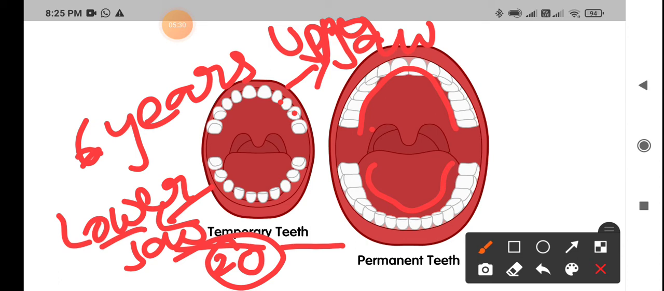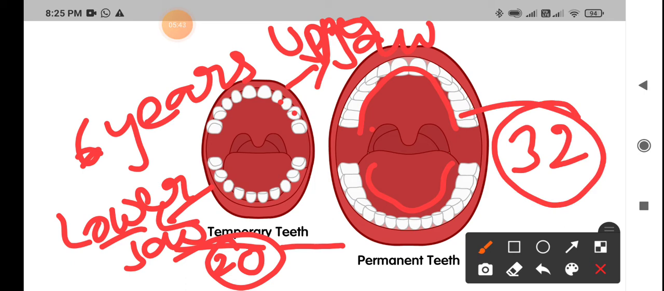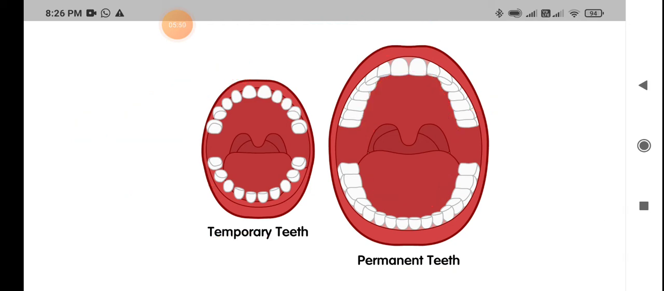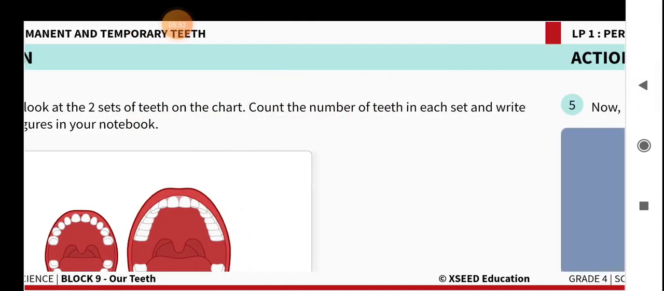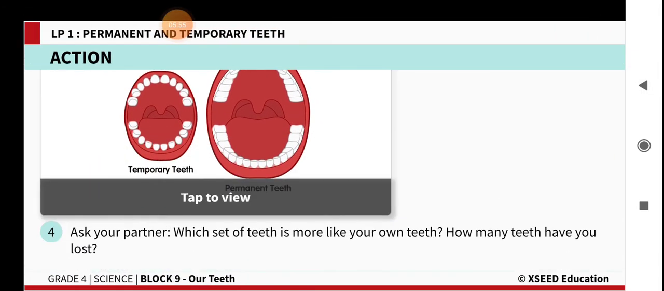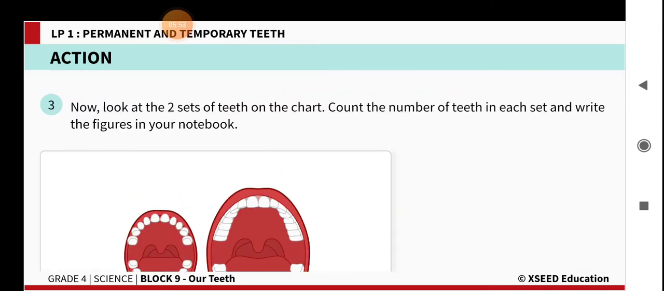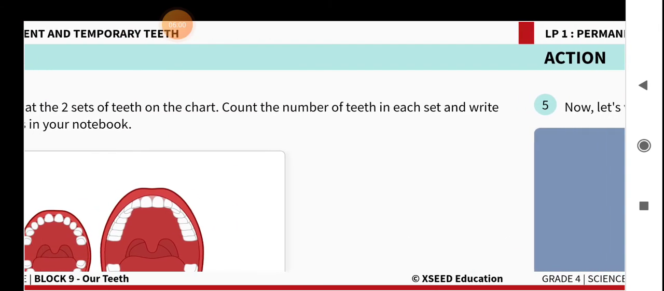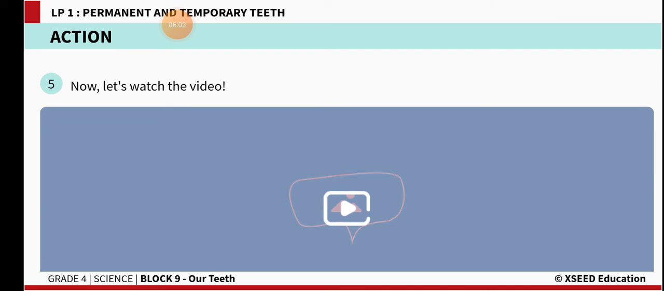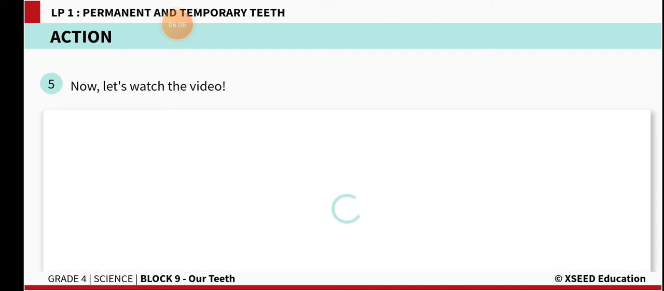And after 6 years they start getting the new teeth, and when you count these teeth you will get a set of 32 teeth. Okay, so these teeth last for a longer time, which we call permanent teeth. Understood? To get an understanding about the permanent set of teeth and temporary teeth, you watch this video, and you will understand more about permanent teeth and temporary teeth.